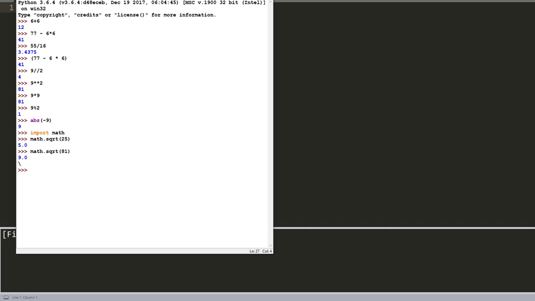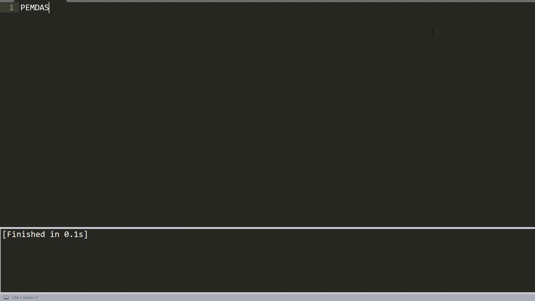Next, I would like to talk about order of operations. Python uses the standard order of operations as taught in algebra and geometry classes at school, high school, secondary school, university, and so on. Mathematical expressions are evaluated in the following order, and everyone memorizes it as PEMDAS.